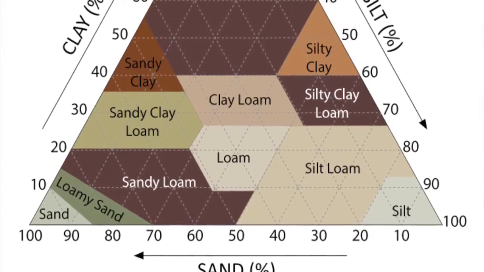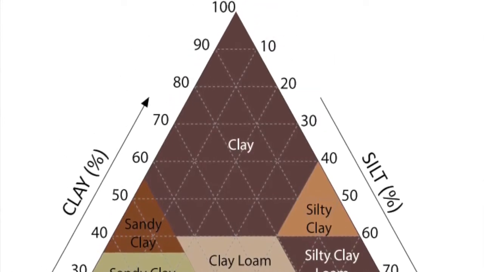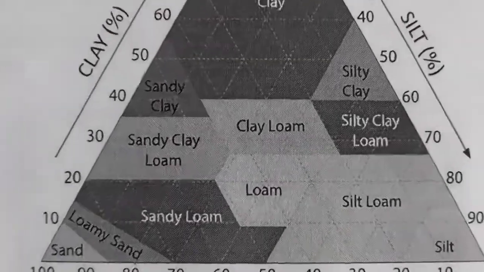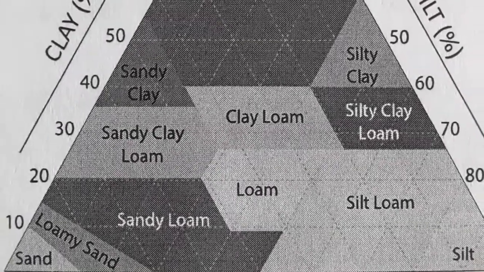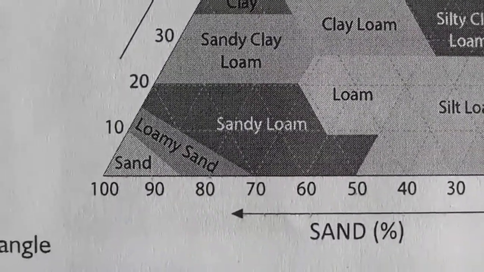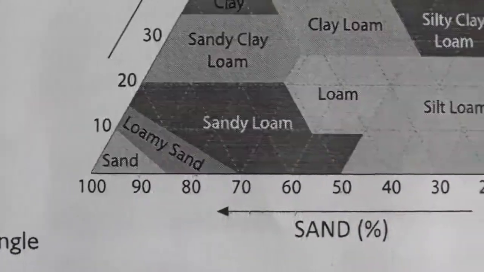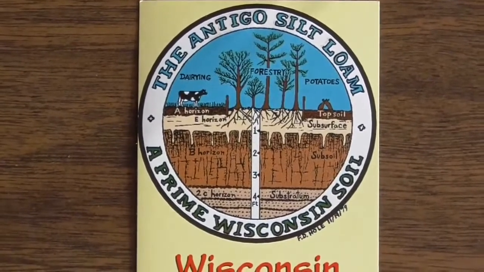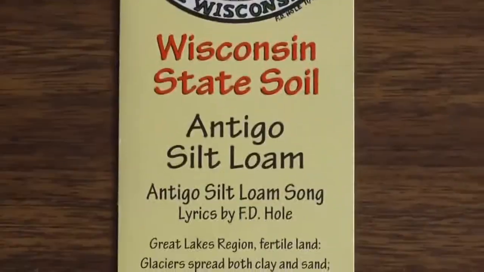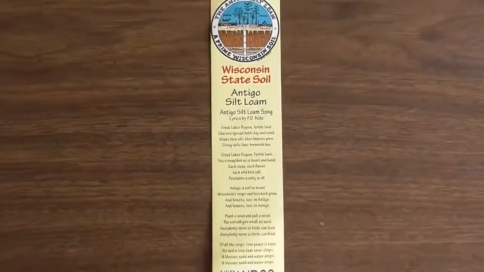As you can see here on the soil texture triangle, most soils are a combination of the 3 main particles. Clay loam soil textures, for example, are nearly equal parts of sand, silt, and clay, whereas sandy loam soils have a higher percentage of sand mixed in with a lower percentage of loam, silt, and clay. Wisconsin even has its very own state soil, the Antigo silt loam, which happens to have its very own song, lyrics by F.D. Hall.